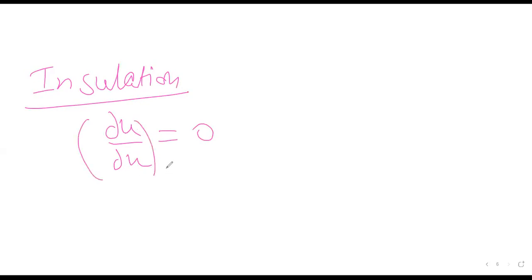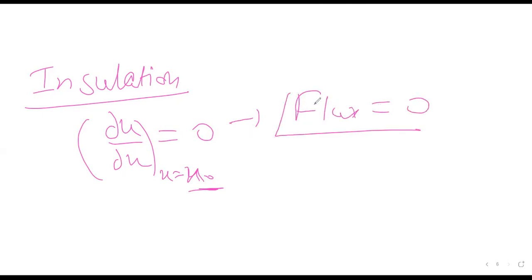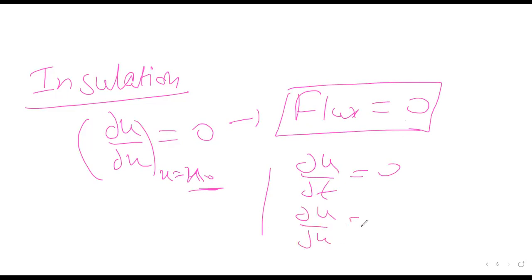Okay. So at X equal to X naught, if that point is insulated, it means that at that point del U by del X will become 0. The reason is that flux should be equal to 0, and flux is dependent on X. So if flux is 0, del U by del X should be 0. The main conditions you should know: steady state means del U by del T equal to 0, and insulation means del U by del X equals 0.